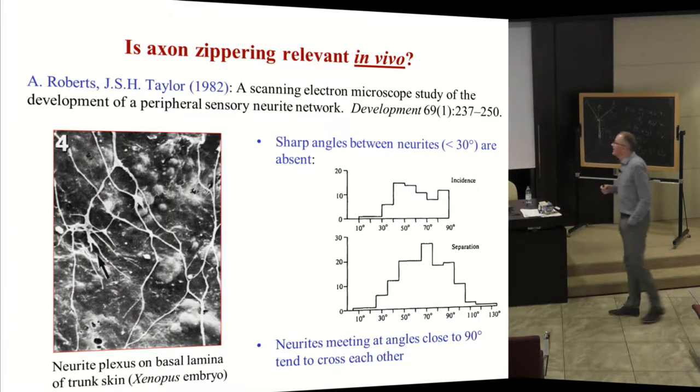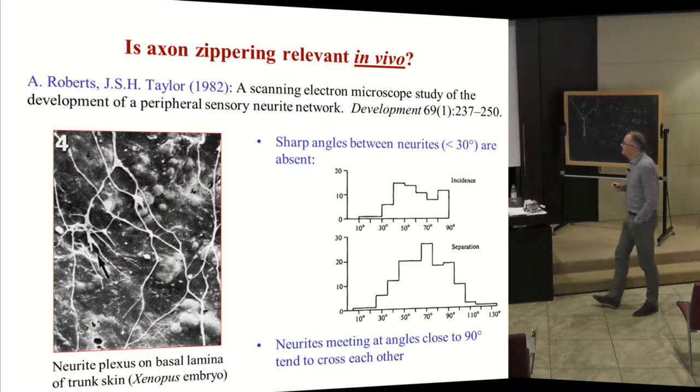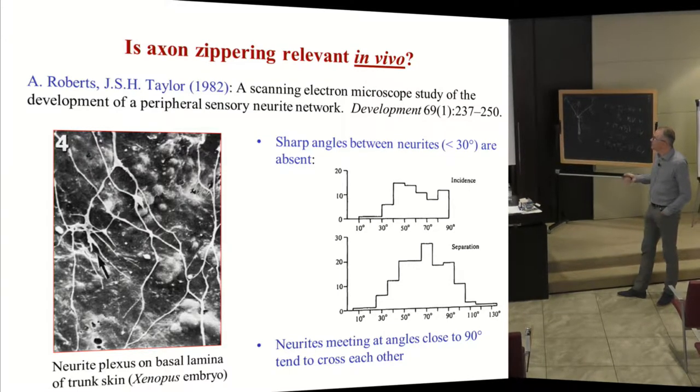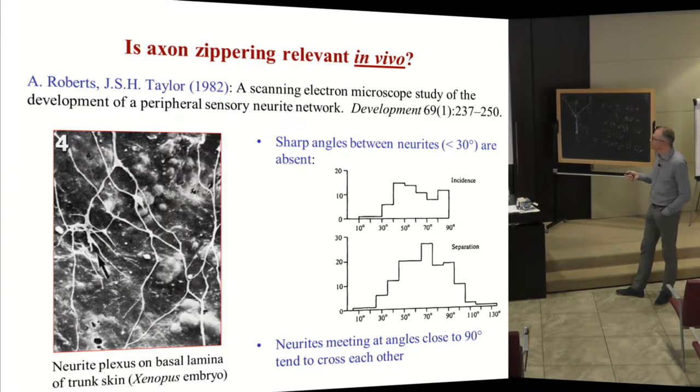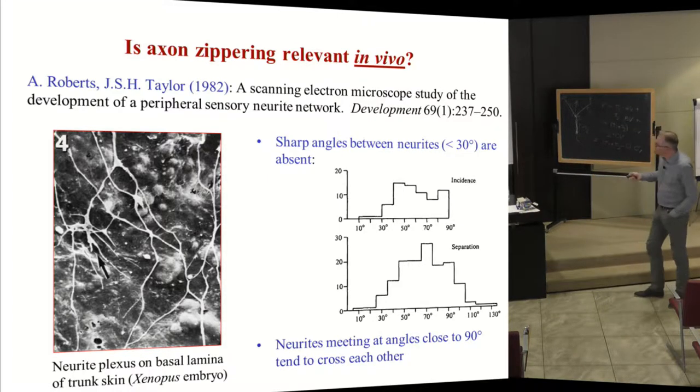Now, all I showed you was in culture, and we were very happy when we realized the relation to an old paper from Allen, Roberts, and Taylor, where they did an electron microscopy study of neurites growing on the inside of the skin of a Xenopus embryo. They made the following observation: when they measured the distribution of angles between the neurites, they got a distribution with a big hole at low angles.